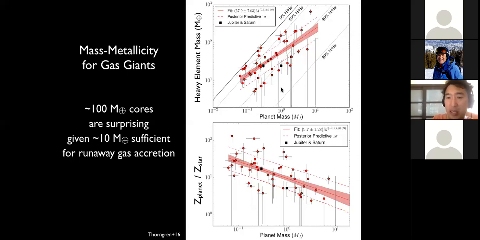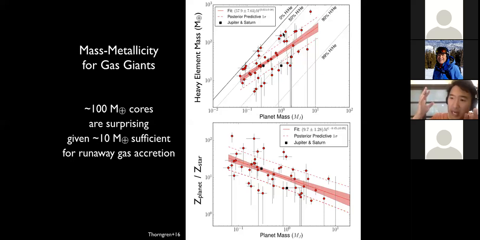The trend, I think, is easy to explain. What's more interesting to explain for us is the scatter. Look at one Jupiter. Here's Jupiter right here. And look at all these things. They're all a Jupiter mass, but they have like 100, 200 Earth masses worth of metals. A good fraction of that could be in a core. But how are you going to get a 100 Earth mass core, given that just 10 or 20 Earth masses is sufficient to undergo runaway accretion to become a gas giant?